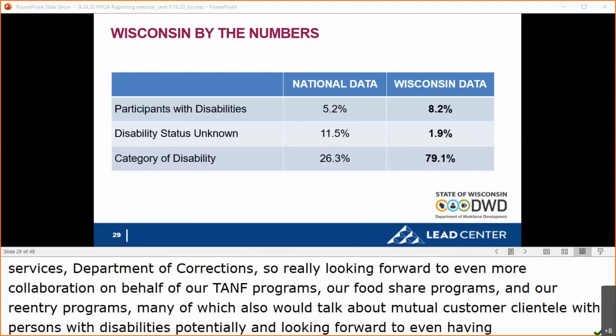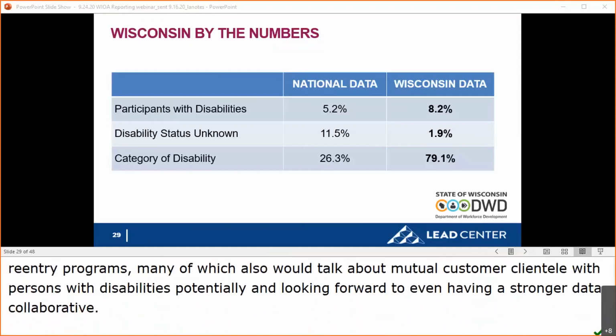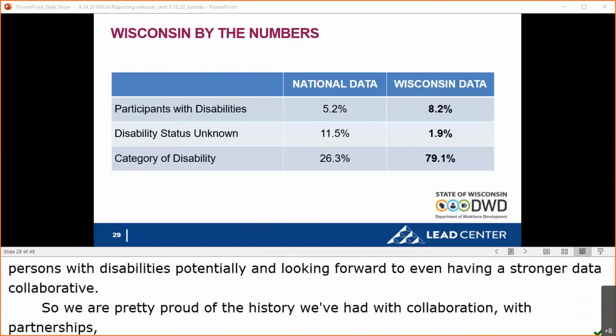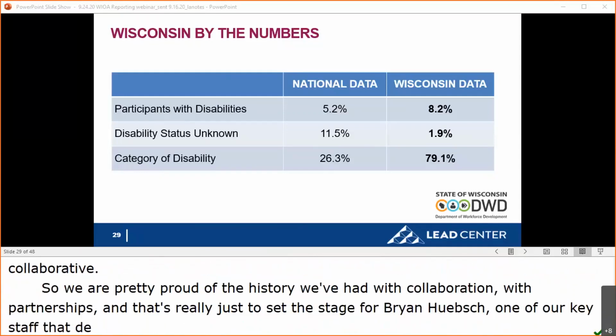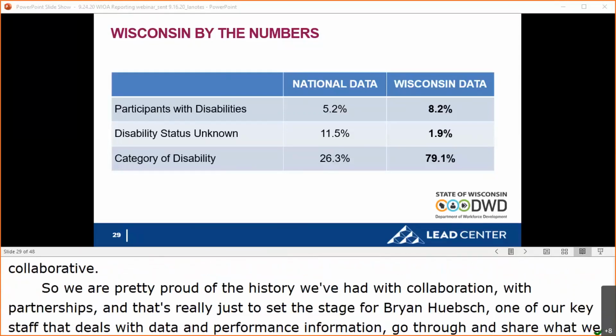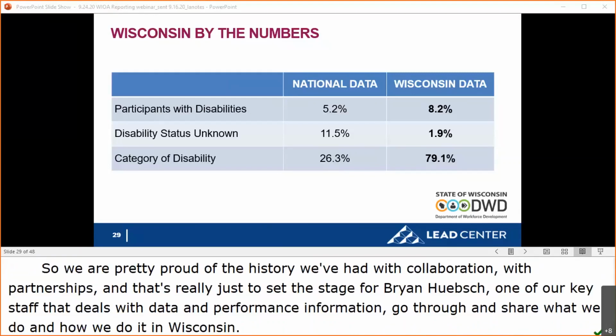So we're pretty proud of the history we've had with collaboration and with partnerships. And that's really just to set the stage for Brian Hipsch, one of our key staff that deals with our data and our performance information, to go through and share what we do and how we do it in Wisconsin. So Brian, I'm going to hand it over to you for the remainder of the presentation.